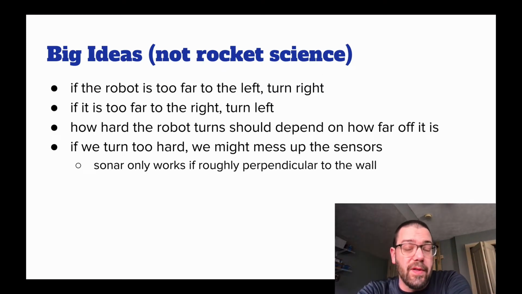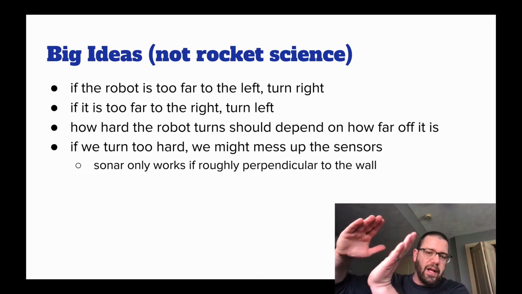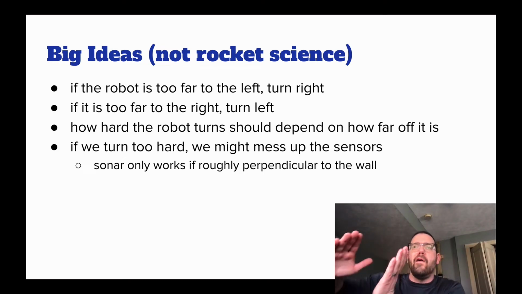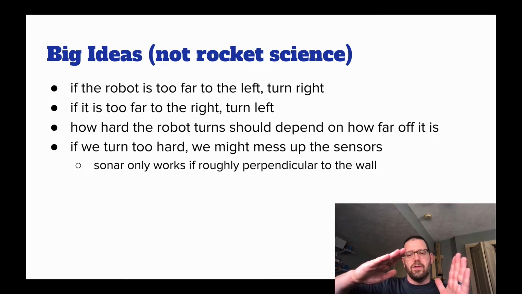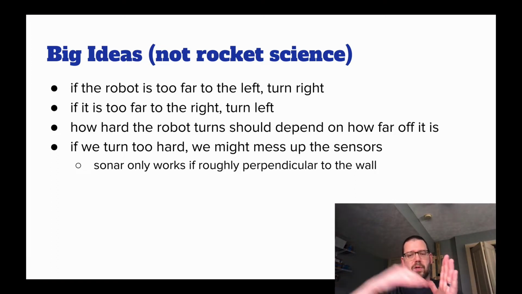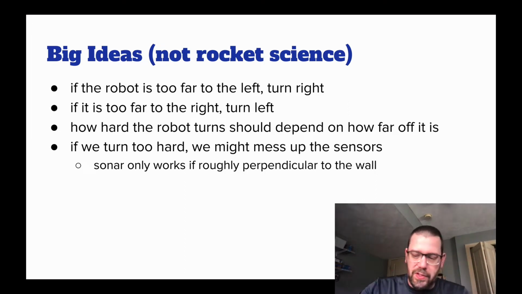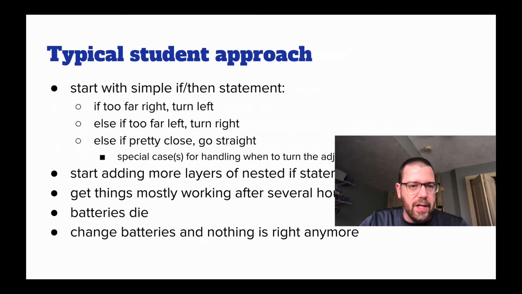Conceptually, this isn't really that complicated, right? If the robot is too far to the left, make it turn to the right. If it's too far to the right, make it turn to the left. And then maybe how far it turns or how hard it turns should depend on how far away it is from where we want it to be. But we do need to keep in mind that, especially with the sonar, if my robot gets turned pretty substantially with respect to the wall, then my sonar might bounce off at a weird angle and give me weird measurements. So implementing those four things is not a huge thing.